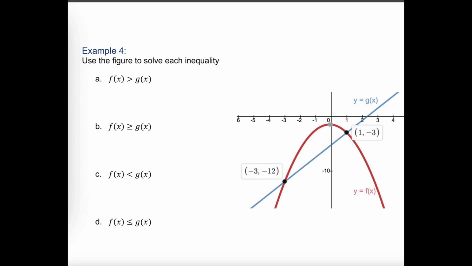Here we're looking at another example of solving these inequalities using the graphs. f of x is the red parabola, g of x is the blue line. We're not given the functions f and g, but we're asked to find where f is greater than g. In this example, we see that the f function is on top of the g function here, or essentially we're looking at the y values of the f function being greater than the y values of the g function, and we're being asked where that is happening.